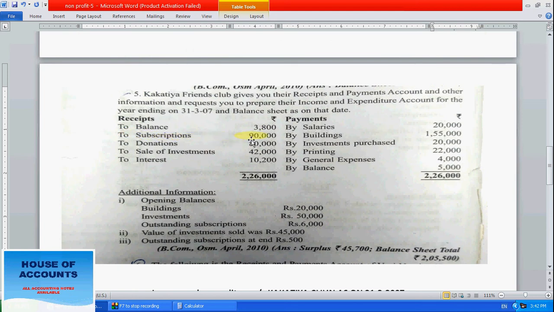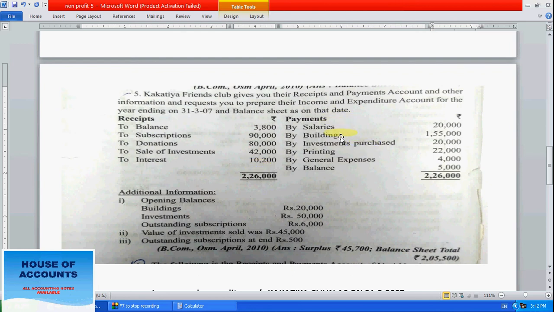Okay, now see, overall subscription, it is subscription. Donation, we have received donation, but this is for the current year, belonging to the current year, so don't take it in the opening balance sheet. Sale of investment is also there, so just don't take this one in the opening balance sheet. Opening is last year. Interest we have received this year only, current year. Salary belongs to this year.